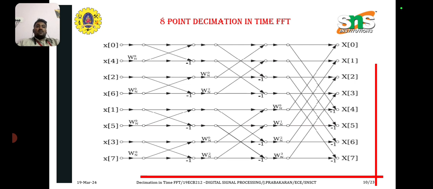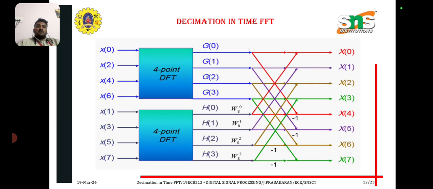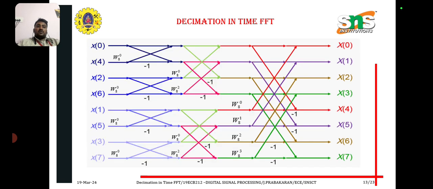This is some example, 4 point. Okay. This is the twiddle factor for 8 point DIT. First stage is W8 of 0, second stage W8 of 0, W8 of 2, and third stage we have W8 of 0, W8 of 1, W8 of 2, W8 of 3.